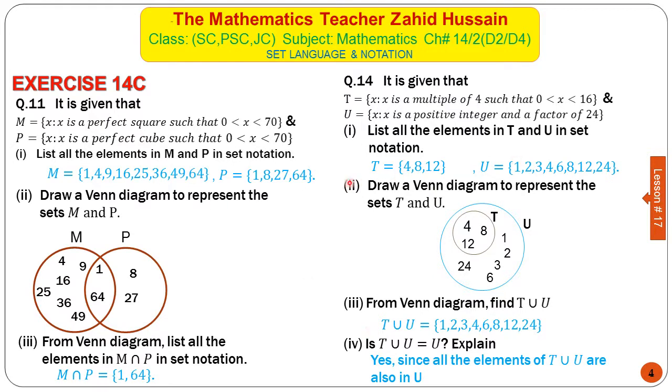So these are the questions of exercise 14B and 14C which include the Venn diagram of disjoint, overlapping and subsets, intersection and union. कॉम्प्लीमेंट और यूनिवर्सल सेट इसमें इंक्लूड नहीं थे. अब बाकी जो क्वेश्चंस होंगे नेक्स्ट लेसन में हम यूनिवर्सल सेट और कॉम्प्लीमेंट को भी शामिल करेंगे.